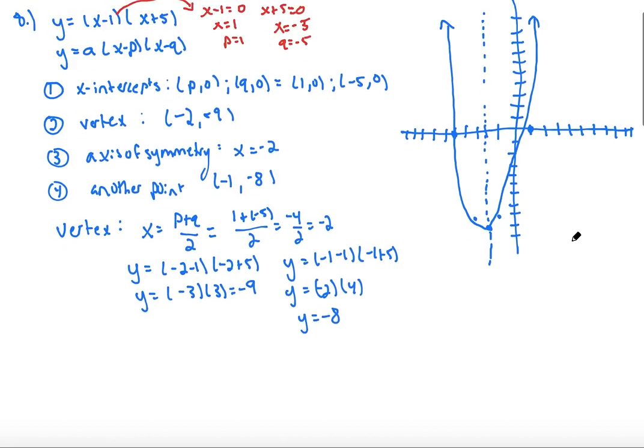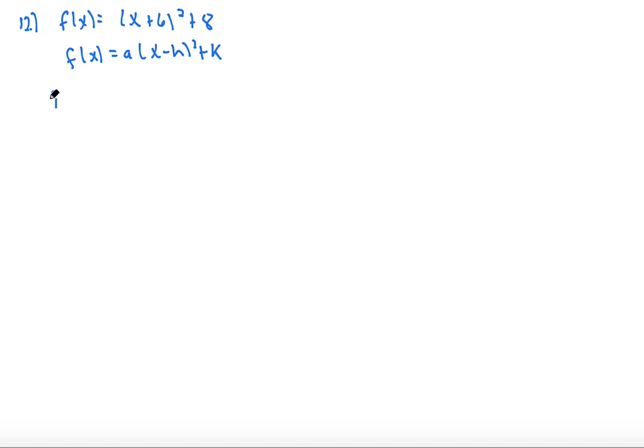Now let's take a look at graphing number 12. So we have the equation f of x equals the quantity x plus 6 squared plus 8. So again, this is written in vertex form. It's in the form of a times the quantity x minus h quantity squared plus k. So with this form, the first step you're going to find is the vertex, because that's easy to find, and that's given to us as the point h comma k. Now looking at our equation, our h is going to be negative 6. Remember, it's the opposite inside the parentheses, and k is positive 8.